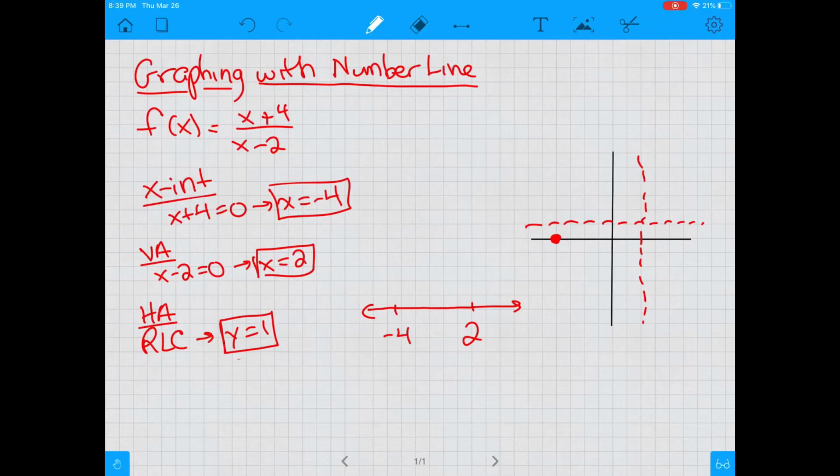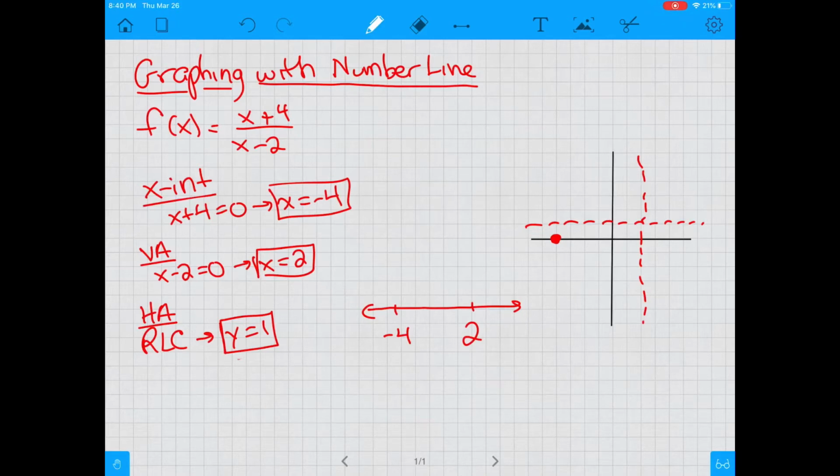So the idea is if I test a single point, any point, in a given interval between those x-intercepts or vertical asymptotes, whatever that sign is has to be the sign over the course of the entire interval. Because if it was going to change sign again, at some point it would have to be 0 again, and I would have another x-intercept.